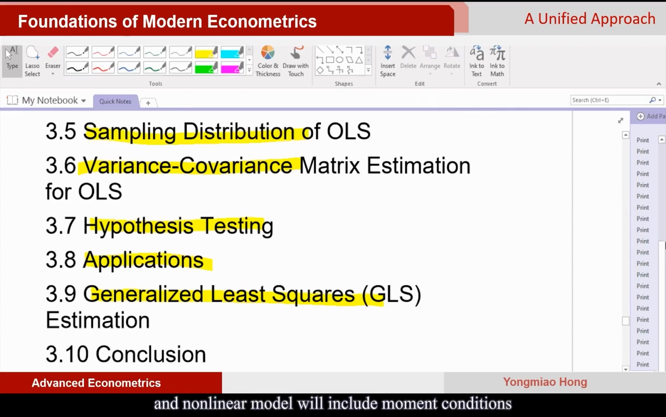Nonlinear models will include moment conditions so that GMM theory is going to be developed. And then we are going to consider likelihood models, probability models. A probability model could be correctly specified, or could be misspecified. So that is going to generate the QMLE, quasi-maximum likelihood estimation, methodology.